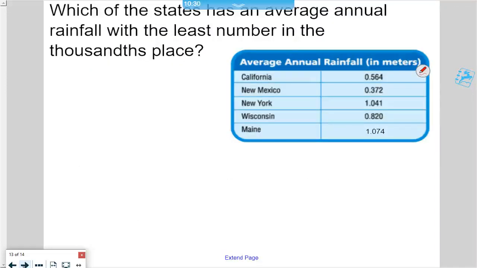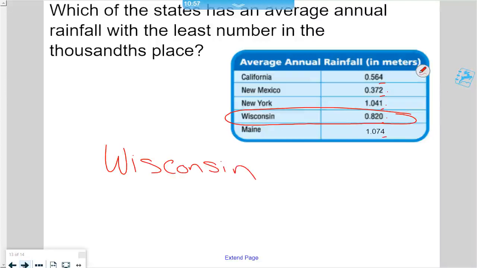Which state has the average annual rainfall with the least number in the thousands place? Well, a thousands place is the third digit. So 1, 2, 3, 4, 5. Which number is the least? 0, 1, 2, 4, 4. Our neighbors to the east. Wisconsin has the least in the thousands place.